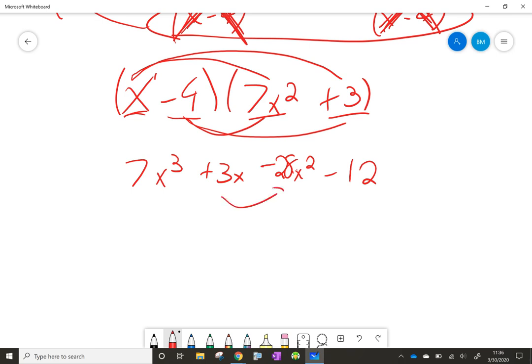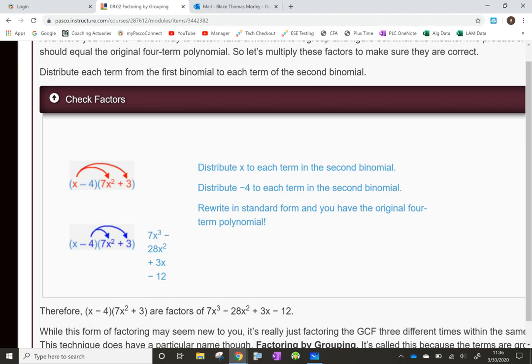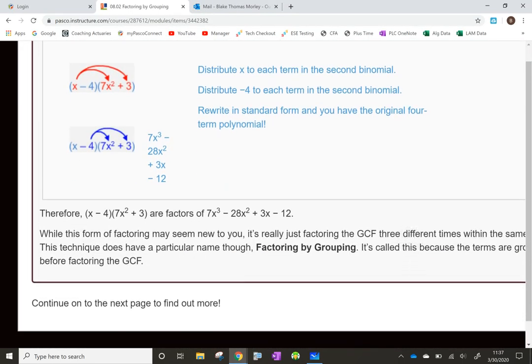I think we have to rearrange these two terms, kind of flip them around, but it's still the same thing. 7x to the third minus 28x squared plus 3x minus 12. This is exactly the problem that we started with. And that means we factored it correctly. Because remember, factoring and distributing are opposites of the same thing. So you should be able to see that result. So that's kind of a neat little way of tying it all together. And that's what this last part is saying, that you can multiply them together and get the exact same result we started with before.